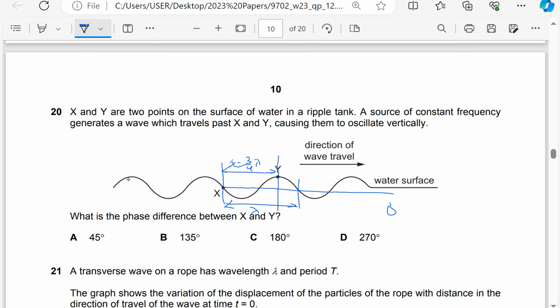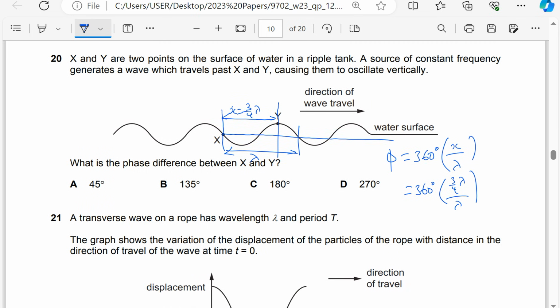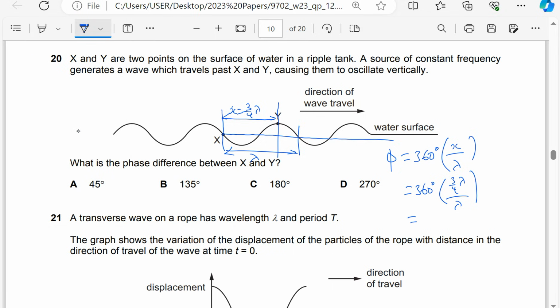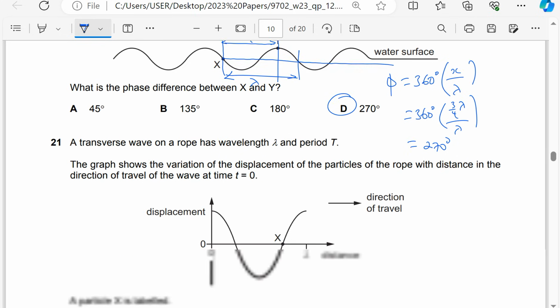So the phase difference is going to be 360 degrees times x over the wavelength. x is the distance between the two particles. So this is going to be 360 degrees times 3/4 of a wavelength divided by wavelength. So it is just going to be 360 times 3 divided by 4, which is 270. So phi is going to be 270 degrees. So the answer is going to be D.